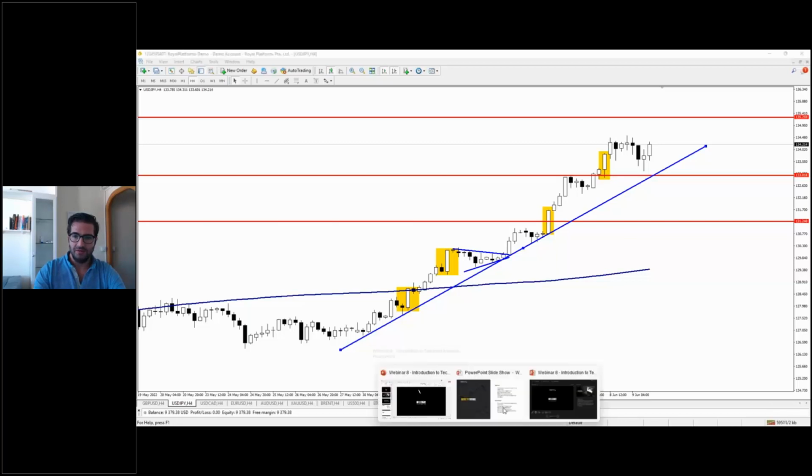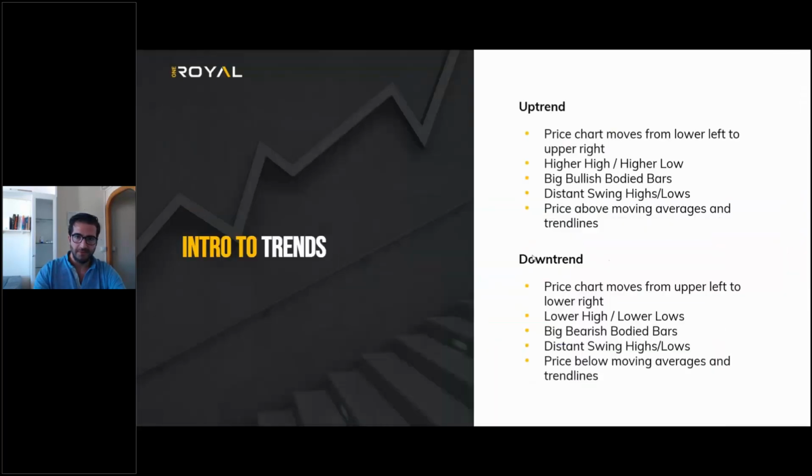Now if we're talking about a downtrend, let's continue. In a downtrend, you should see the market move from the upper left to the lower right. Okay, so you will notice lower highs and lower lows, the opposite of the uptrend, big bearish bodied bars here, and distant swing highs and lows moving to the downside. The price should be below the moving average and the trend lines.